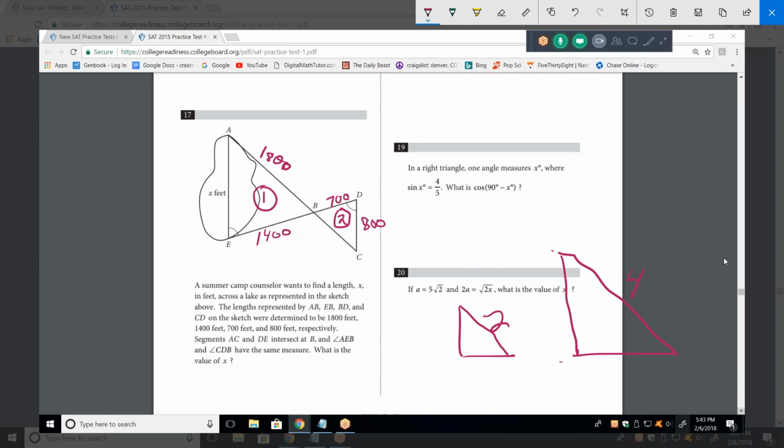So what does x have to be? Would you do 800 times 2? Uh-huh. So it'd be 1600? That's it.